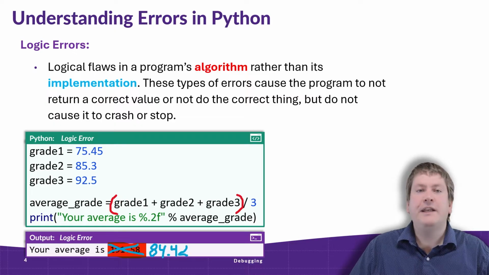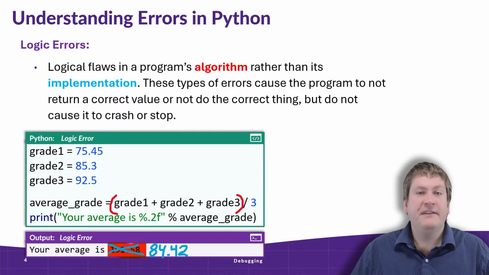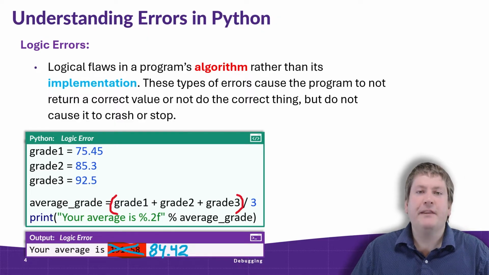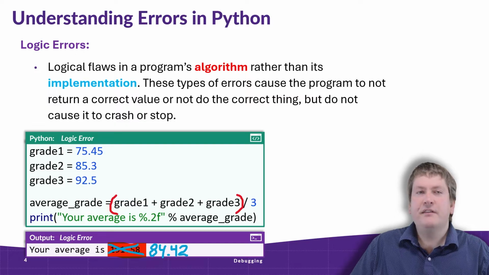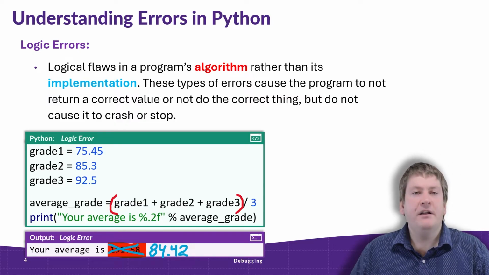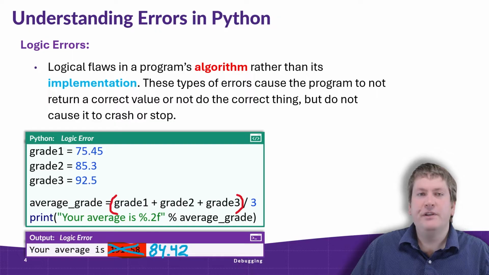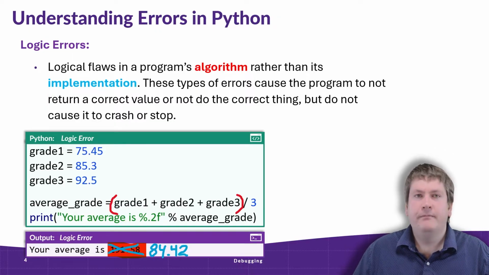In this case, what we needed to do was put parentheses around the addition. Once we do that, we would get the correct result of 84.42. So these logic errors tend to be the hardest to debug because you don't get a nice error printout with a stack trace telling you where the error is. And they require a little bit of critical thinking to debug and even detect.